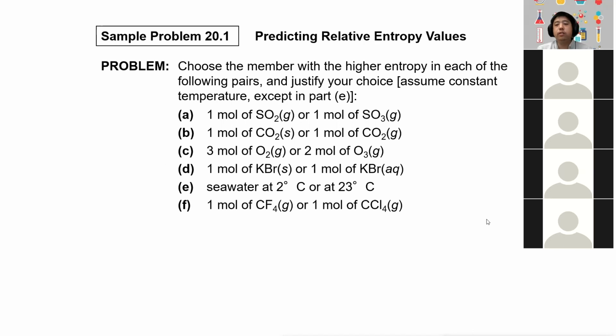Okay, so let's go through this. For the very first one, you have 1 mole of SO2 gas or 1 mole of SO3 gas. Which one has higher entropy? The right side, okay, more complex. So we're going to circle that. Next one, carbon dioxide, solid or gas? Gas form should have higher entropy. 3 moles of O2 or 2 moles of O3? Left or right?